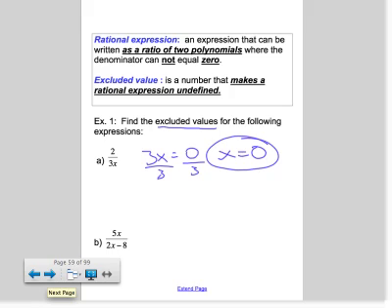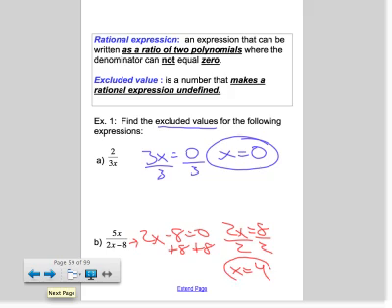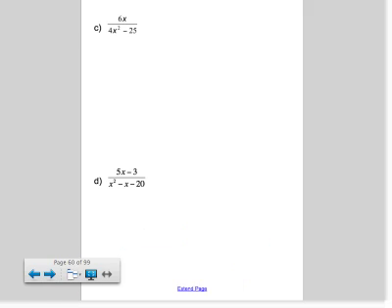If I look at part B, same idea. Excluded values, I'm just looking at the bottom. 2x minus 8 equals 0. Add your 8 to both sides, so 2x equals 8. Divide by 2. X equals 4. So 4 is an excluded value. You plug in 4 for x, you get 2 times 4, which is 8. 8 minus 8 is 0. You can't have 0 in the bottom of the fraction. We know that.